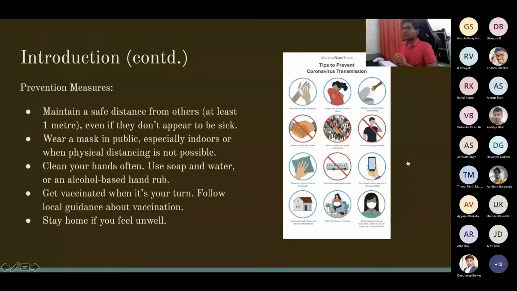So, talking about the preventive measures, maintaining a safe distance of at least 1 meter from others, even if they don't appear to be sick, is a good thing to do. Wear a mask in public, especially indoors or when physical distancing is not possible. Clean your hands often, using soap and water or an alcohol-based hand rub. Get vaccinated when it's your turn. Follow local guidance about vaccination and stay home if you feel unwell. These simple measures can help to contain COVID to a good extent. Some other things to do are mentioned over here.